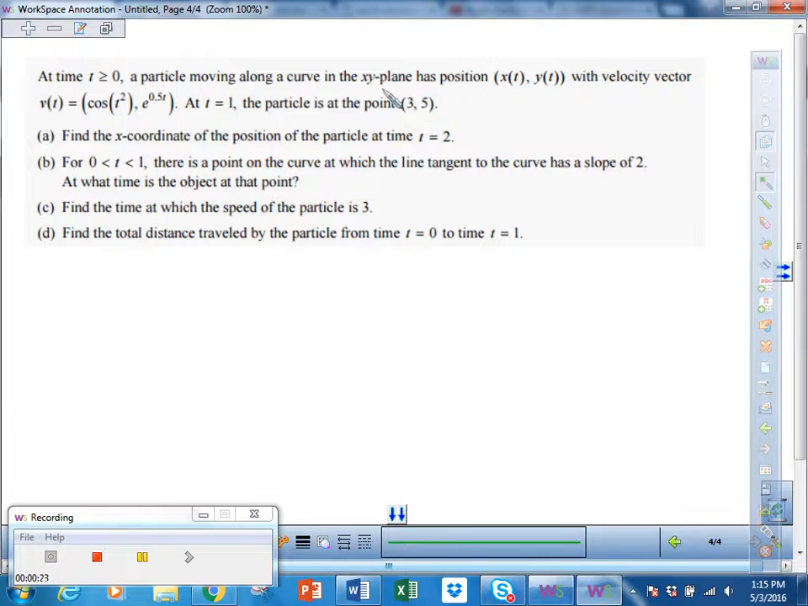Okay? So remember, this is an xy coordinate. This is a t coordinate. So you have to be careful when you're doing that. So we're trying to find where it is at t equals 2. Since we know where it is at 1, we're going to start at 1 and go to 2, and we're going to integrate cosine t squared dt. And what do we have to add to that? 3. Does everybody understand where the 3 came from? We're all good? Okay. Can somebody give me an answer?